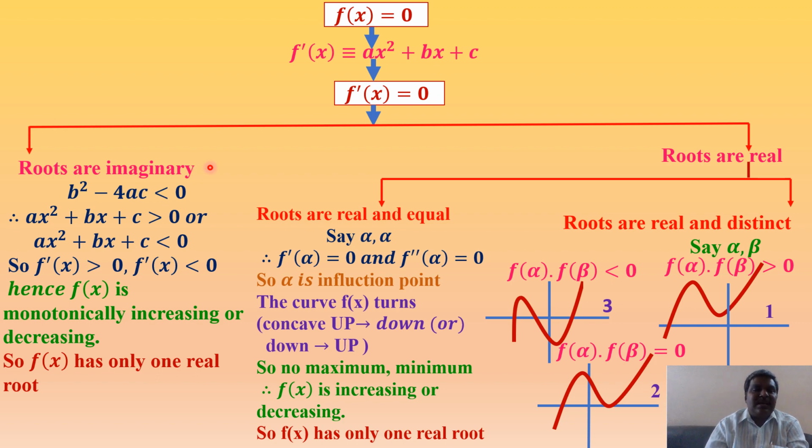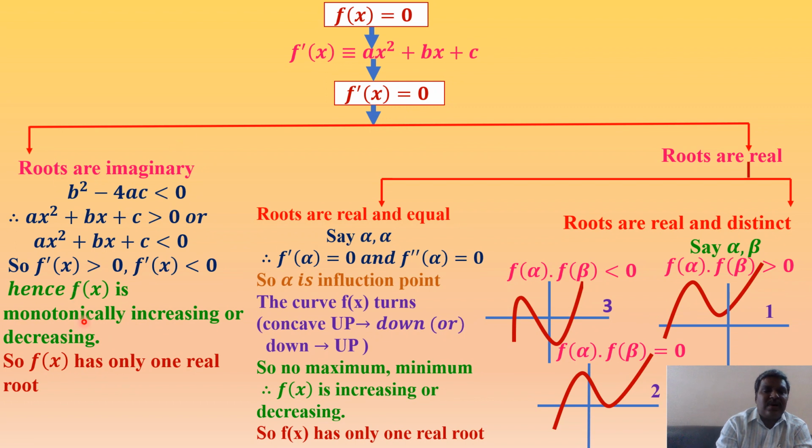Then the expression has the same sign. If a greater than 0, ax square plus bx plus c is greater than 0, and if a less than 0, ax square plus bx plus c is less than 0. So f dash x is either greater than 0 or less than 0. Hence monotonicity exists. It intersects the x-axis at only one point, only one real root. So if f dash x has imaginary roots, there exists only one real root.